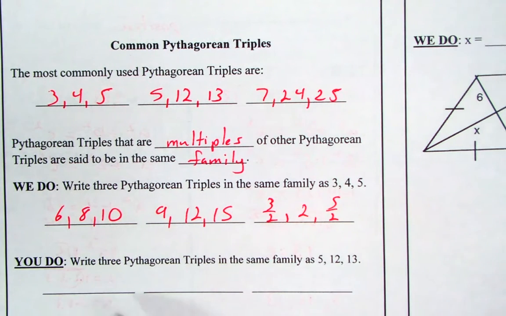All right, so just write any other 3 that are in the same family as 5, 12, 13.